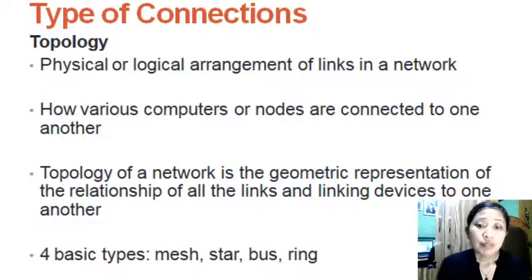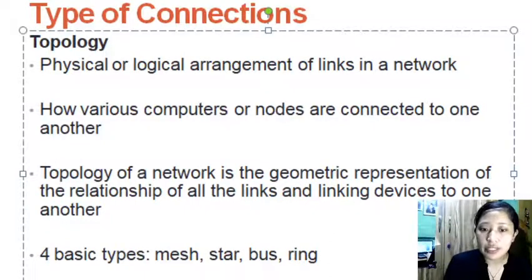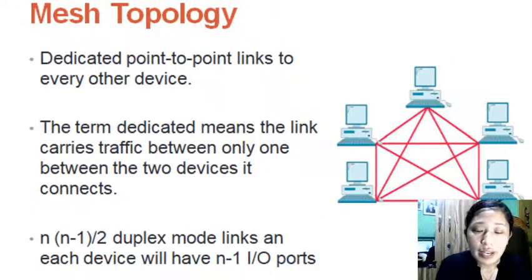Okay, now various types of physical topology we will be discussing here. There are four basic types of physical topology: mesh, star, bus, ring, and there is one more type called hybrid. Hybrid is nothing but the combination of these four basic types of physical topology. Okay. So next we are going to see each type of topology one by one.